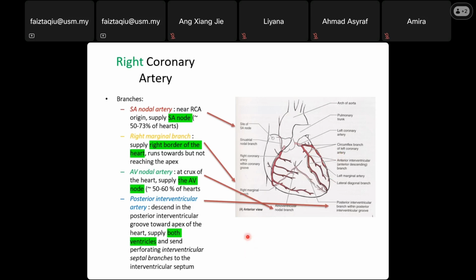So the right marginal branch supplies the right border of the heart. It runs toward but does not reach the apex. The AV nodal artery, at the crux of the heart, supplies the AV node in about 50 to 60% of hearts. Then the posterior interventricular branch descends in the posterior interventricular groove toward the apex of the heart. It supplies both ventricles and sends perforating interventricular septal branches to the interventricular septum.